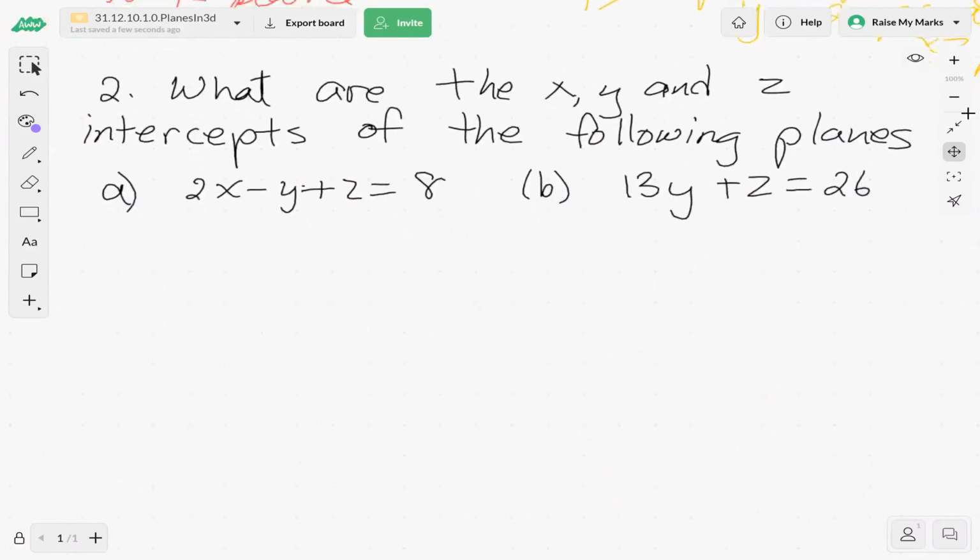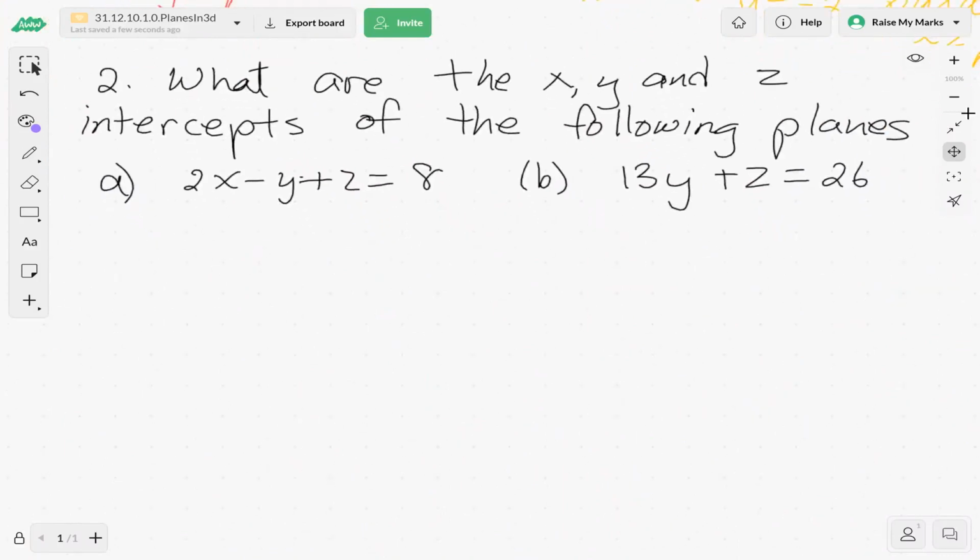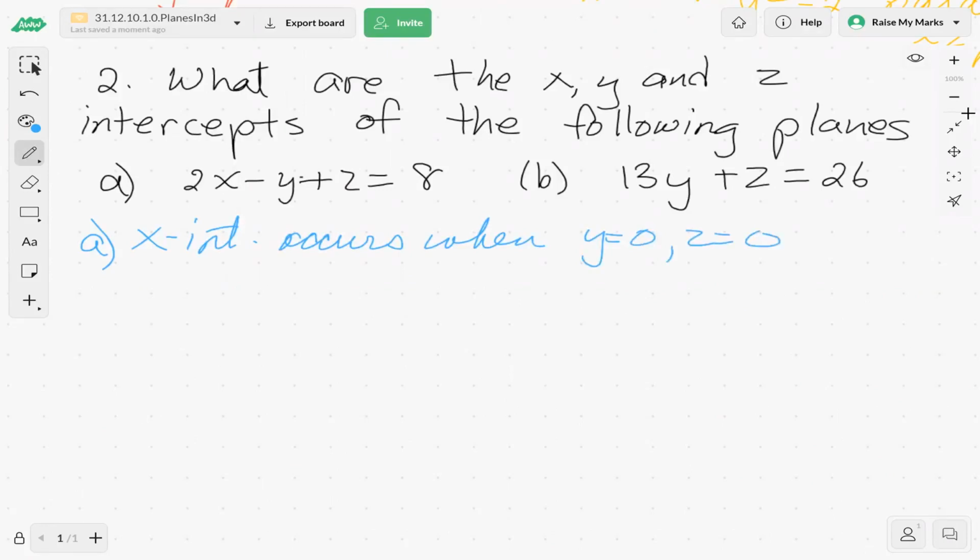So number 2, what are the x, y, and z intercepts of the following planes? All right. So the x-intercept occurs, let's have a look at A. So the x-intercept occurs when y equals 0 and z equals 0. So let's plug y equals 0 and z equal to 0 into our equation. If we do that, then solve for x, what do we get? X equals 4.